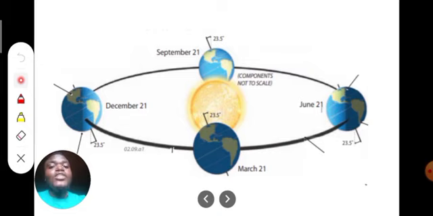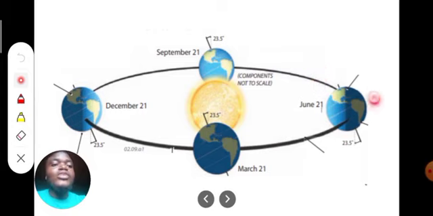Now, if we move over to the December period here, during this period, the southern hemisphere is more exposed to the Sun. This is when the Sun is overhead at the Tropic of Capricorn. Because of this, the southern hemisphere is more exposed to the Sun, and so it is the southern hemisphere that tends to be heated more than the northern hemisphere, thereby making the southern hemisphere during the December period hotter than the northern hemisphere.